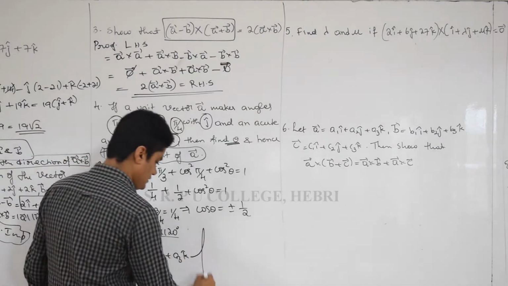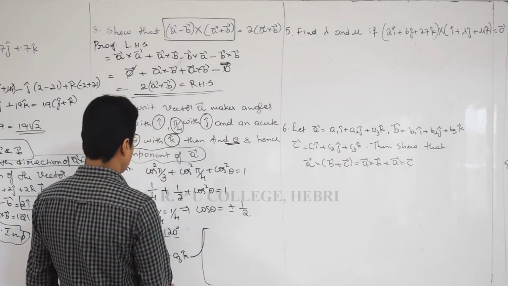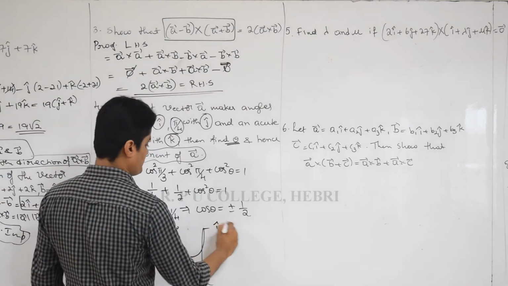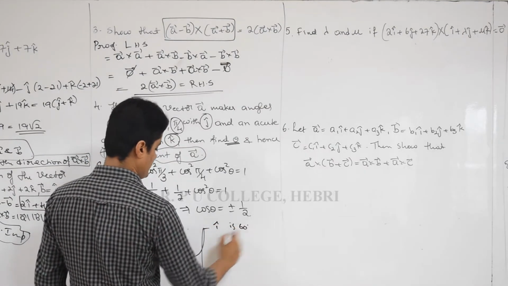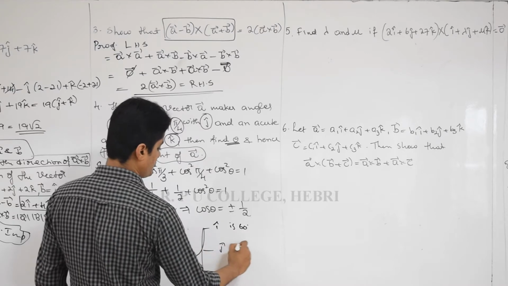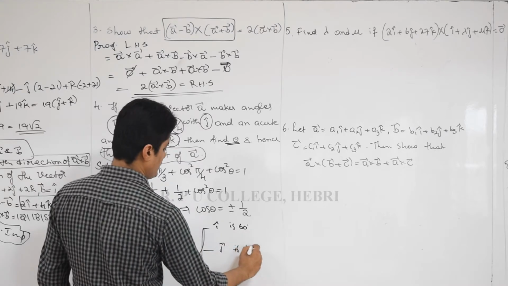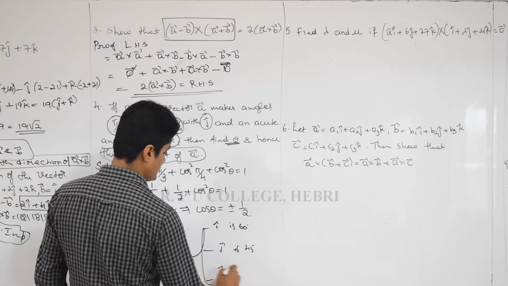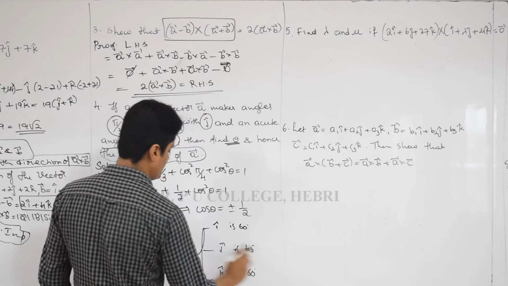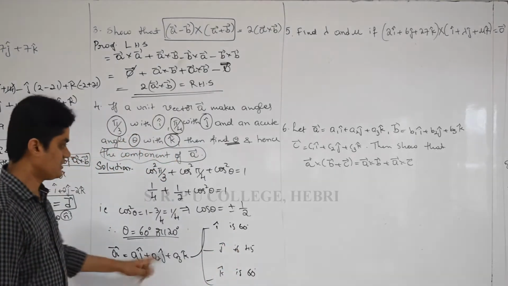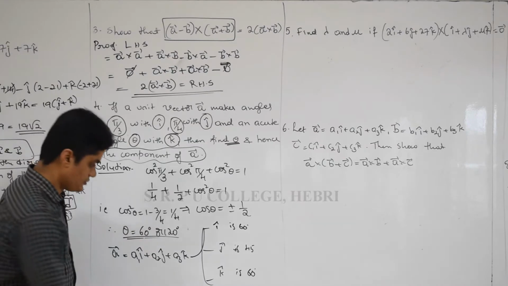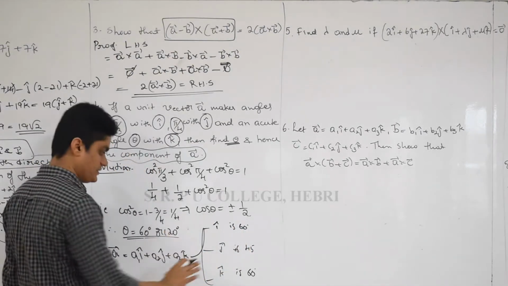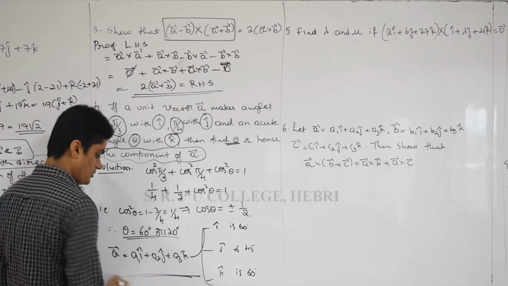Use three data: the angle made by vector A with the I cap is 60 degrees, then with the J cap it is 45 degrees, and with the K cap it is 60 degrees again. You take one of these, one component. So use this data, find out A1, A2, A3, substitute back, and you will get the component.